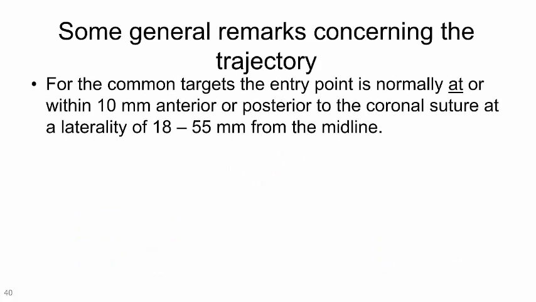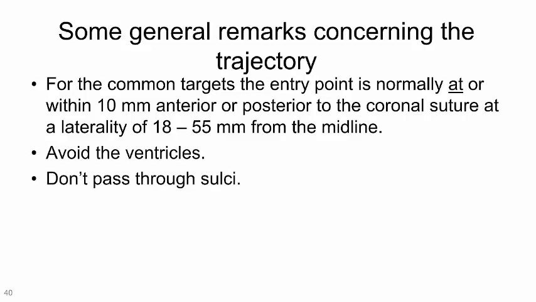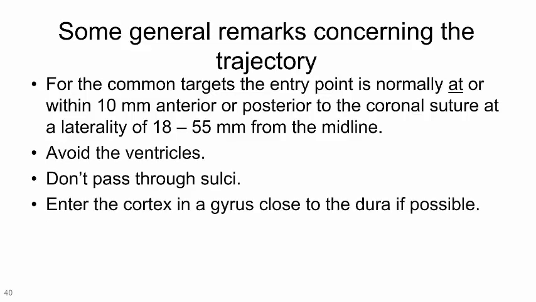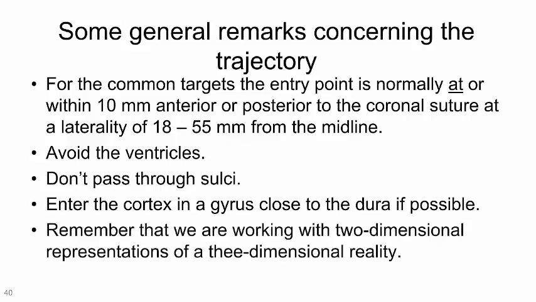For the common targets, the entry point is normally at or within 10 mm anterior or posterior to the coronal suture at a laterality of 18 to 55 mm from the midline. One should avoid the ventricles and the sulci. We try to enter the cortex in a gyrus close to the dura if possible, and we need to remember that we are working with two-dimensional representations of a three-dimensional reality.